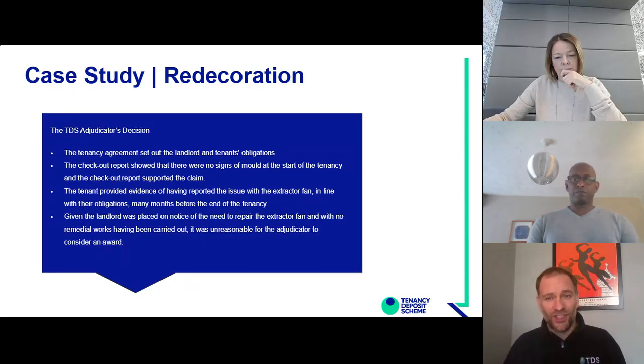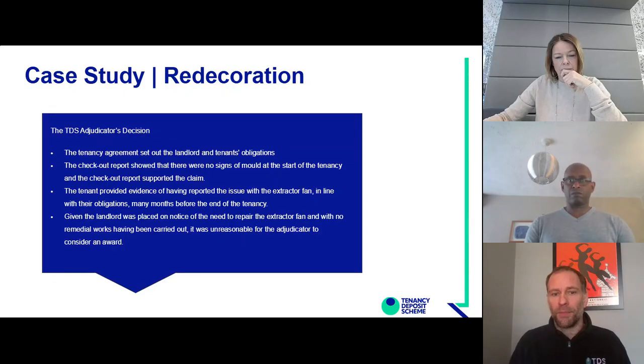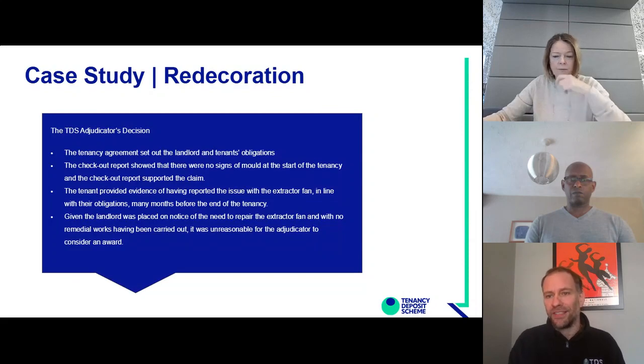And sometimes that's just a little bit suspicious, but this report has been made months before the end of the tenancy. Given that the landlord was placed on notice for the need to repair the extractor fan and no remedial works were carried out, it would be unreasonable for the adjudicator to consider an award. Clearly, on the face of it, this issue in this bathroom has been caused because the extractor fan failed and the landlord didn't repair it. That seems to be the cause.